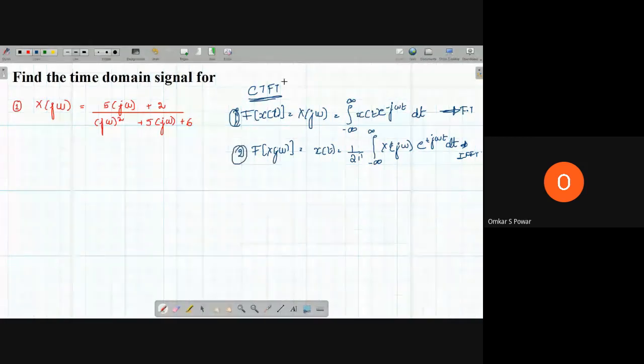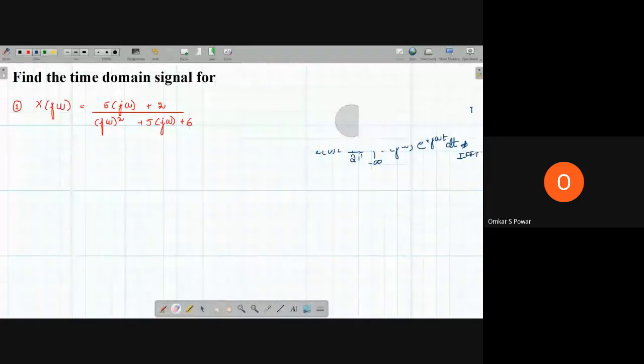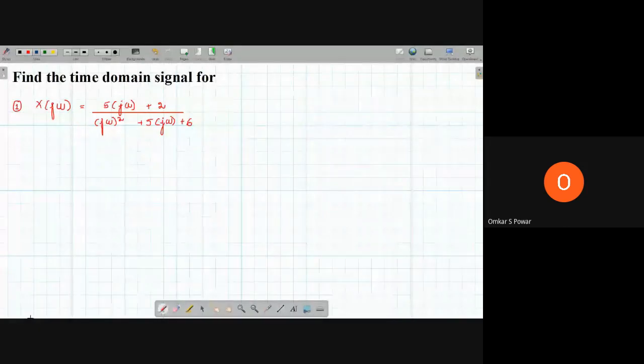Apart from that, you have to have some logic also, like properties, then partial fractions and so on. So let us see what kind of problems we will see for today. These are the two things which we have seen. In this class, we will particularly concentrate on inverse Fourier transform. Given the Fourier transform of the signal, we have to find the corresponding time domain signal. We will solve some problems with respect to that.